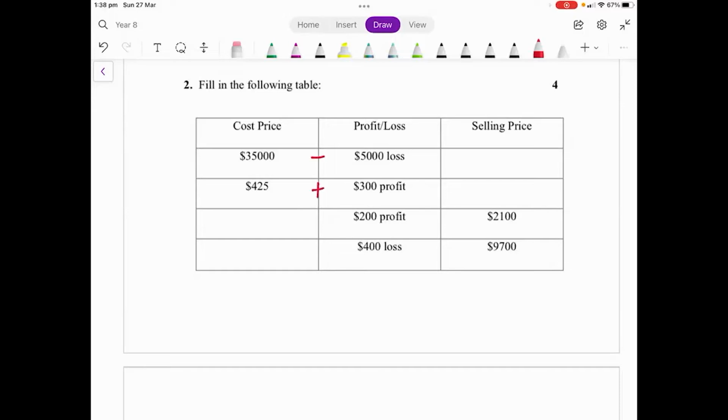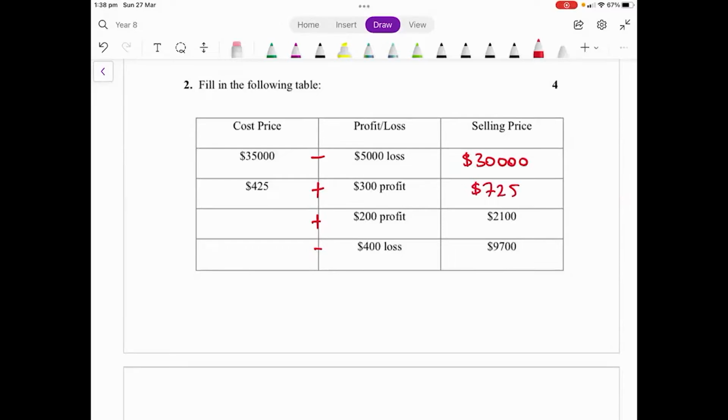So that means 35,000 minus 5,000 for the first question. That gets me 30,000. 425 plus 300 because it's a profit this time. That gets me $725 for the second row. The third one tells me something plus 200 because it's a profit. So something plus 200 equals 2,100. Well, that must be 1,900 for that original price.